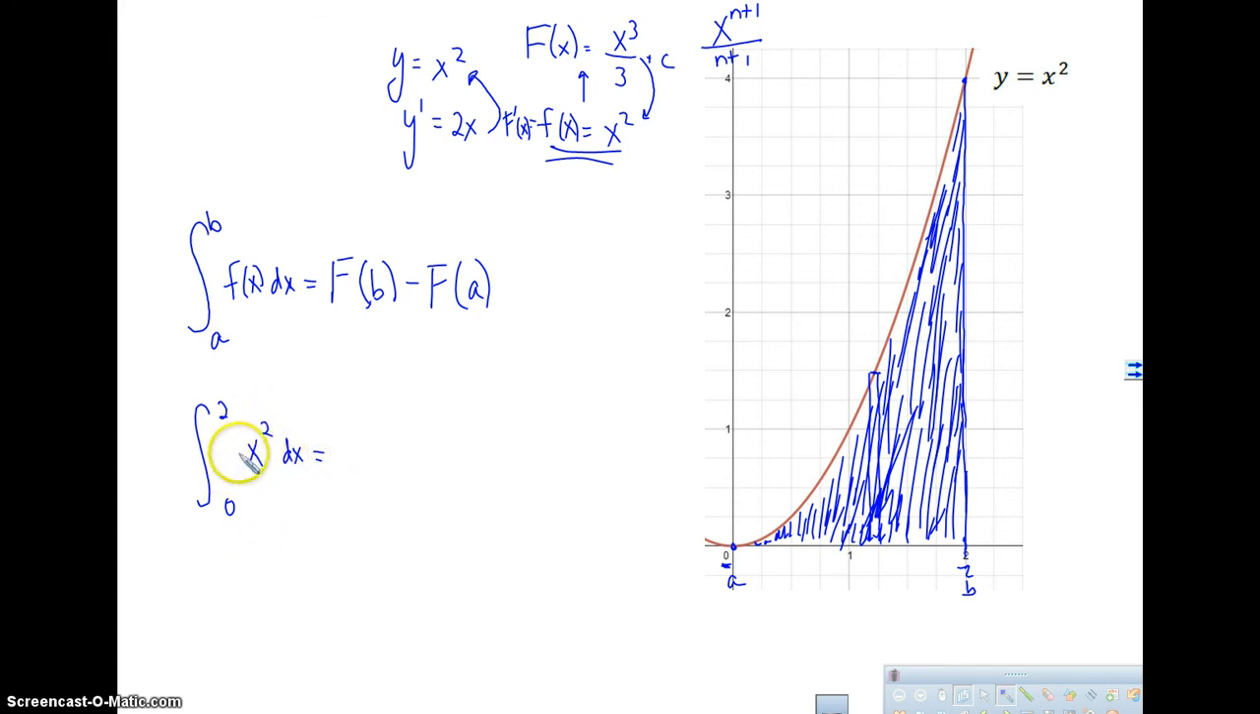Is equal to, and what we're going to do is take the antiderivative. We just determined that the antiderivative is x cubed over 3. I like to make a little line here and say I'm going from 0 to 3, so I know I'm going to plug in 3 first, like big F of b, and then plug in 0. So I have 3 cubed over 3 minus 0 over 3. 3 cubed over 3 is 27 divided by 3, so I have 9. So I have 9 square units, and that's the area under this curve.